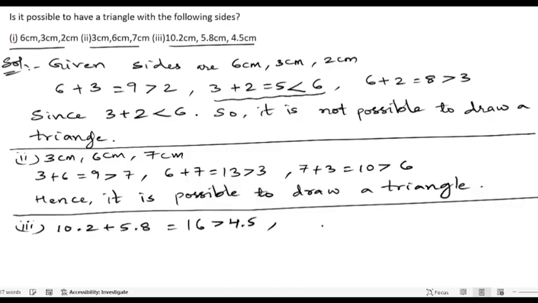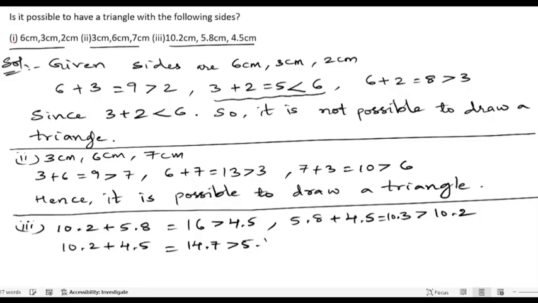4.5. Next, if we add 5.8 plus 4.5, which will be 5 plus 8 is 13, so 5 plus 5 is 10, 10.3, which is greater than 10.2. Next, 10.2 plus 4.5, so if we add this we will get 14.7, which is again greater than 5.8 centimeter.